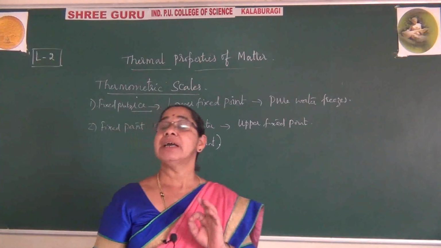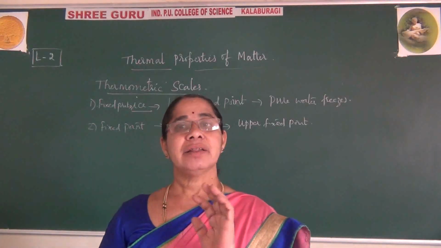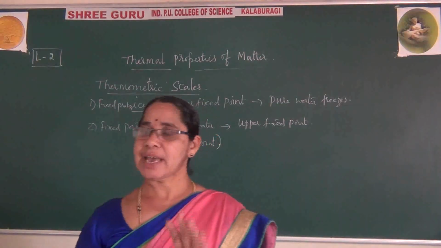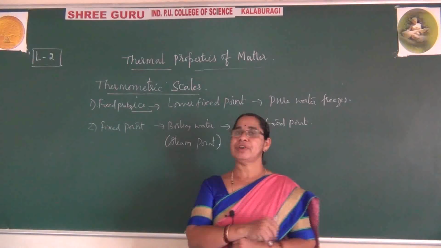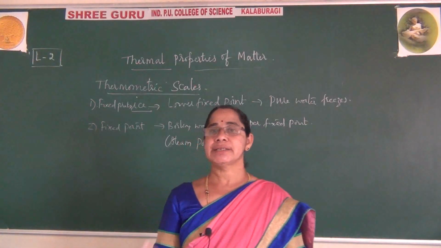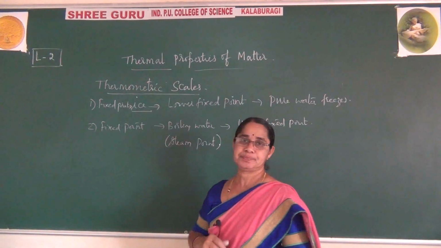For this purpose, they have taken the reference point as sea level. At sea level, when you boil the water, whatever the temperature you have, that remains the same throughout the world. So they have taken this point. So we have two fixed points. One is called the ice point, another is boiling water, also called the steam point.